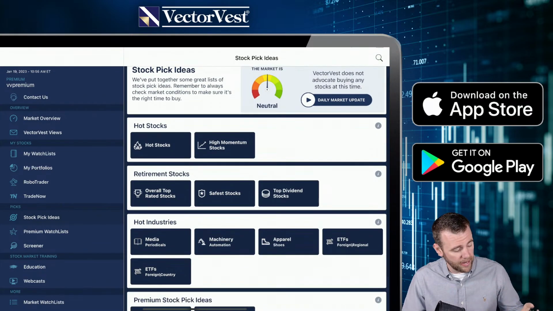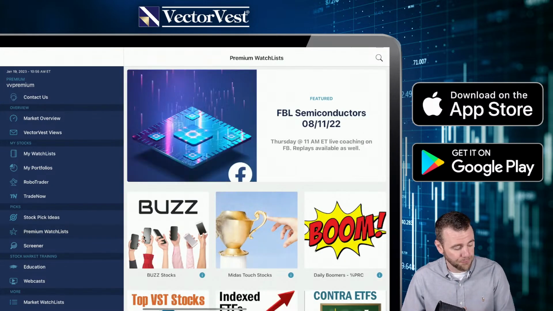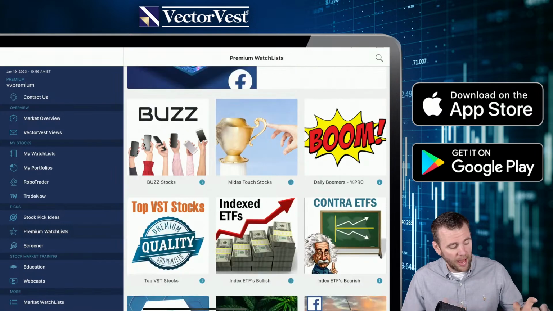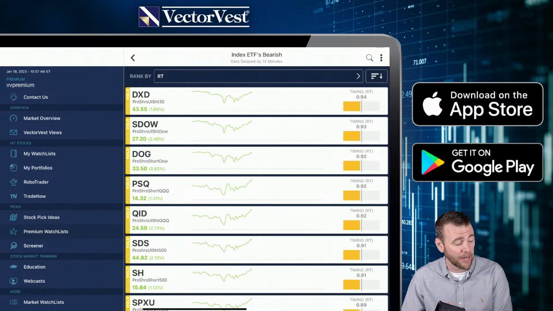So scrolling down, we'll stick with the premium watch list for now. Premium watch lists have a lot of great ideas, such as the indexed ETFs, bullish and bearish. Well, since we're at the top of the current cycle in the market, let's take a look at the bears, since we are expecting to see the market continuing to pull back for the time being.